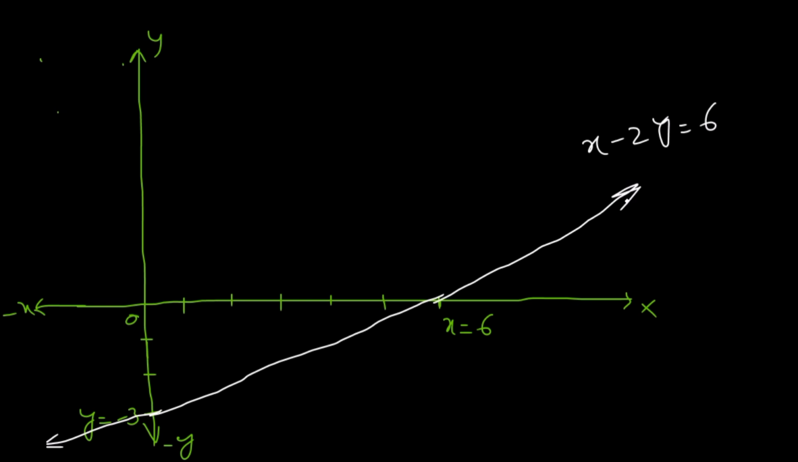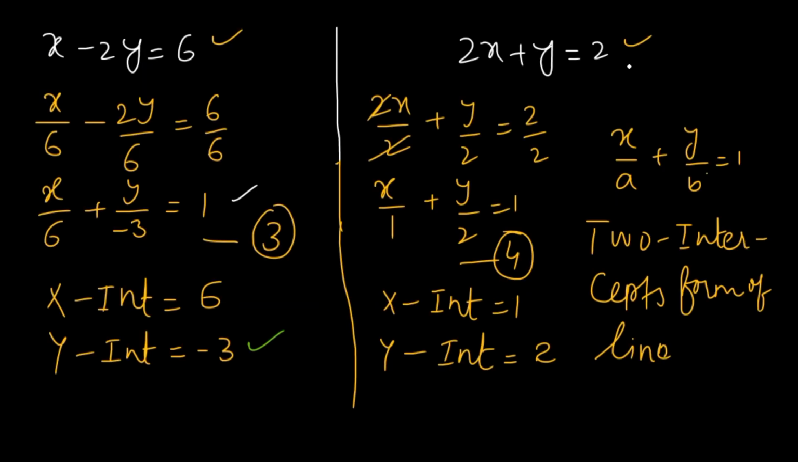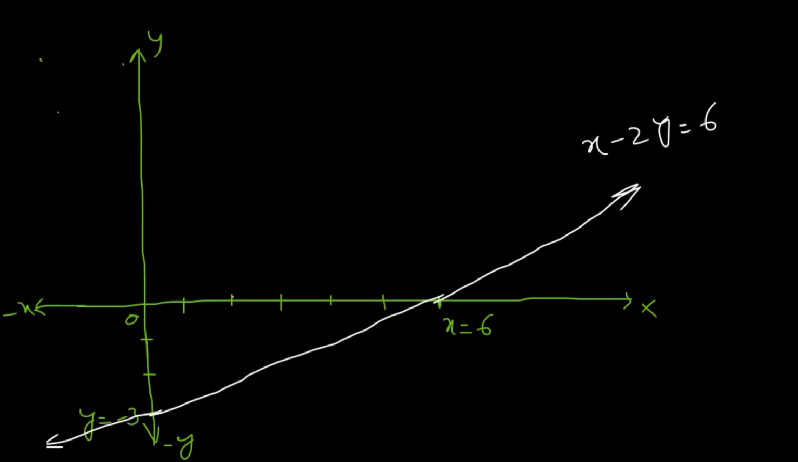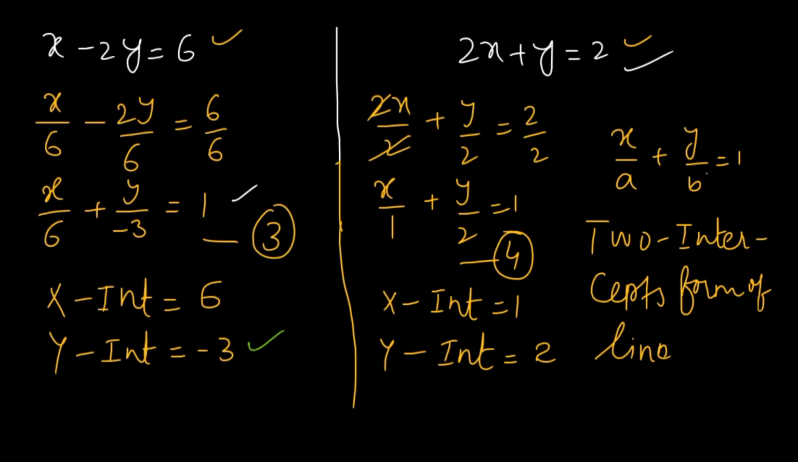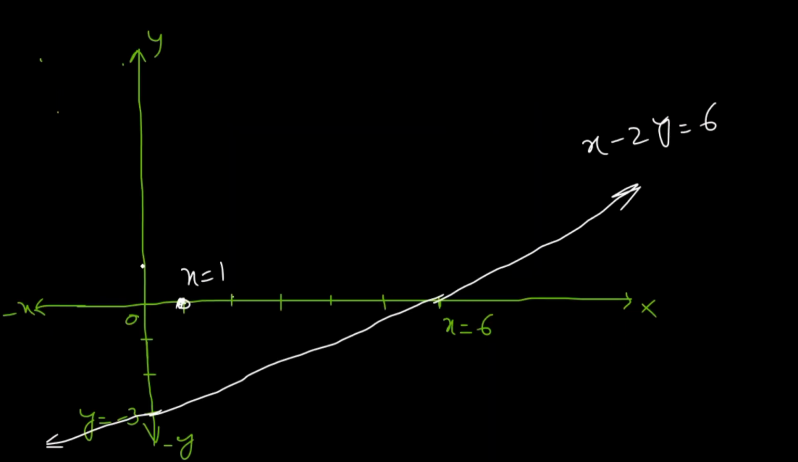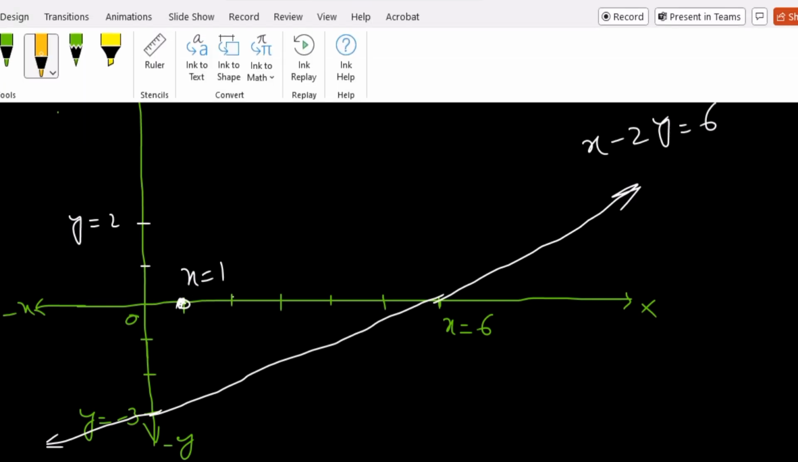Next, we draw the graph of 2x plus y is equal to 2. This line has x-intercept 1 and y-intercept 2. Where is x is equal to 1 here? This is x is equal to 1. And where is y is equal to 2? Suppose this is y is equal to 1. This is y is equal to 2. So by joining these two intercepts again, we have a boundary line like this.